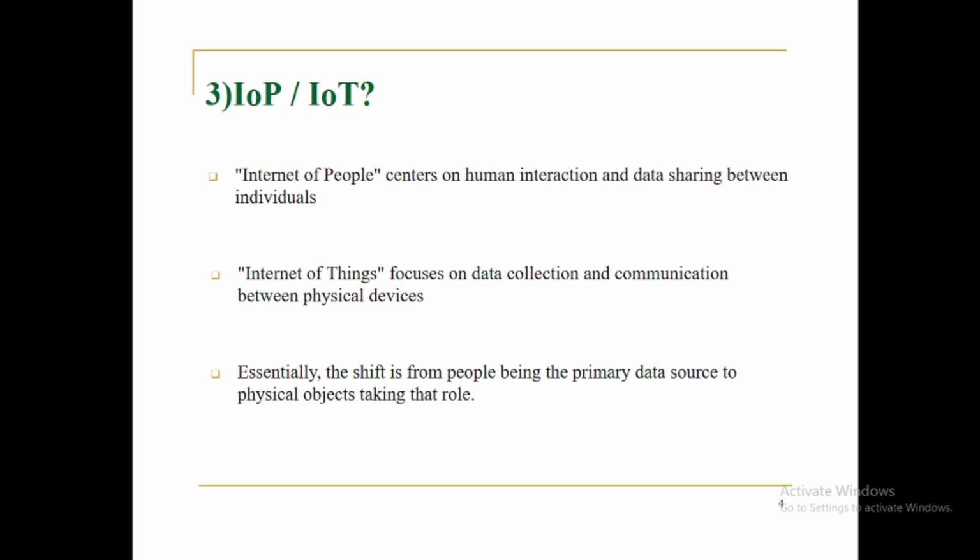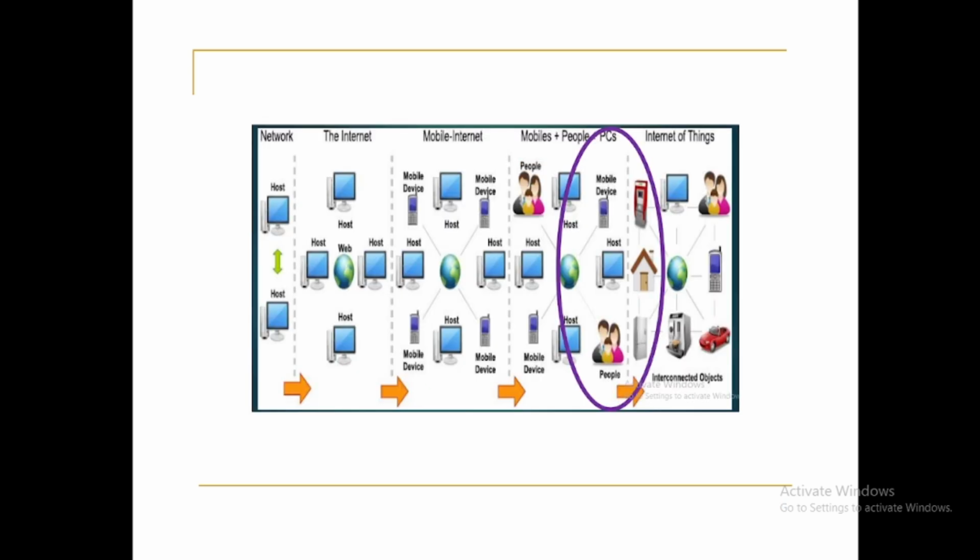Unlike the Internet of People, where humans drive the interaction, IoT focuses on connecting devices, sensors, and everyday objects to the internet. These devices collect data, exchange information, and perform actions autonomously without human interaction. Just like humans were the main component of the Internet of People, devices and objects become the main component of the Internet of Things.